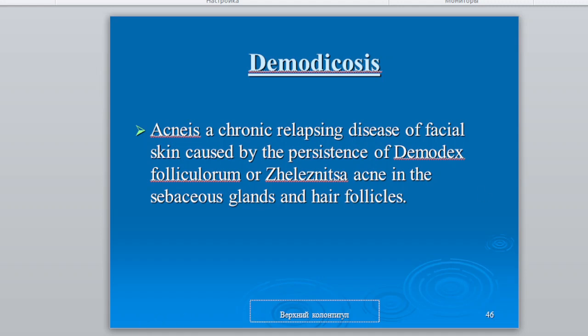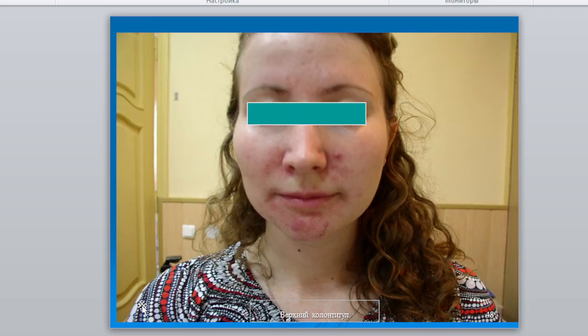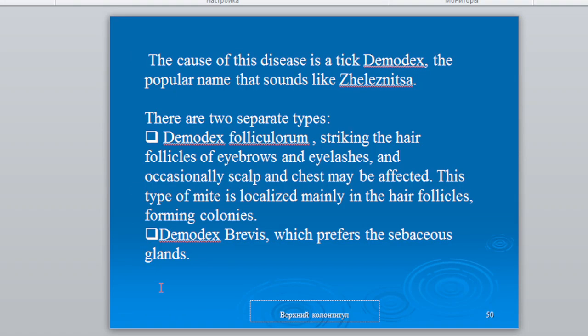The cause of this disease is a tick, Demodex, the popular name of which sounds like Zeliznitsa.